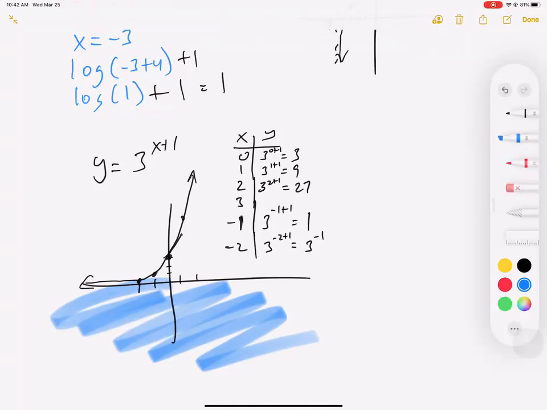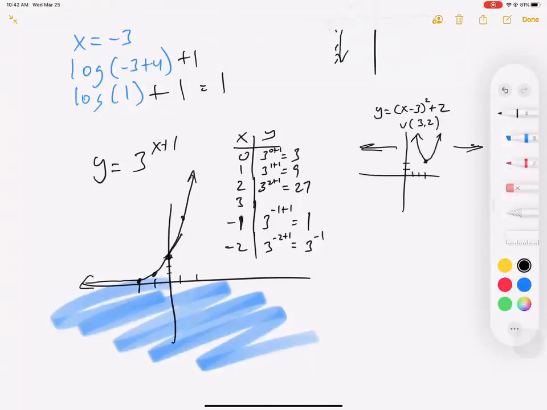Again, every graph has its own restrictions. Even parabolas have their own restrictions. If you guys remember a parabola, let's say y is equal to x minus 3 squared plus 2. The vertex was 3, 2. 1, 2, 3, up 2. The domain and range for this: x could be any value you want. This graph keeps on going forever. But the range was specifically starting from 2. That's where your graph started. So the range here was y is greater than or equal to 2.